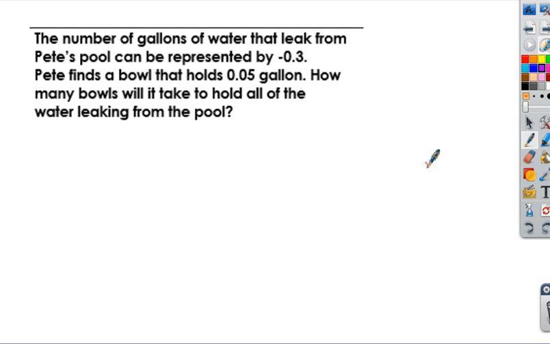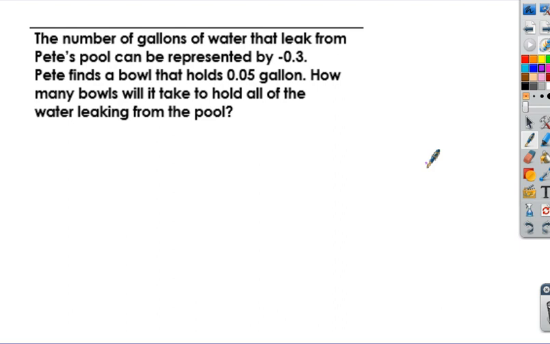Questions 5 and 6 were decimal word problems. So let's look at how they go. The number of gallons of water that leak from each pool can be represented by negative 3/10. Pete finds a bowl that holds 5/100 of a gallon. How many bowls will it take to hold all of the water leaking from the pool?